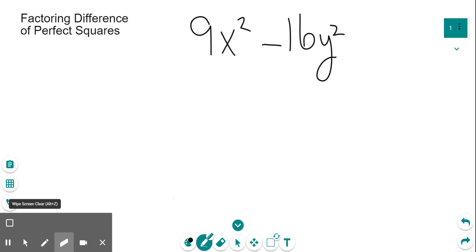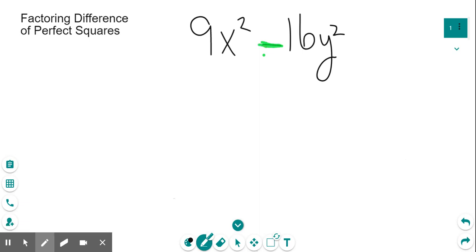So here I have a binomial and I have a minus. And so I'm going to look for difference of perfect squares now. I'm going to take a look at 9x squared first. Is this a perfect square? Well, 9 is a perfect square, right? That's 3 by 3. And x squared is a perfect square. That would be x by x. So this is 3x by 3x squared.